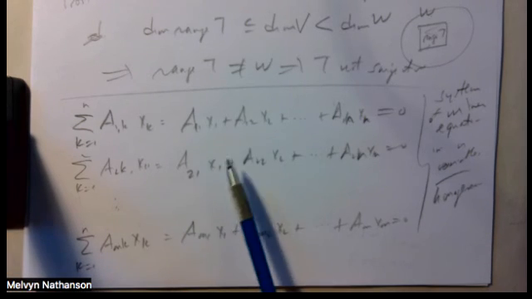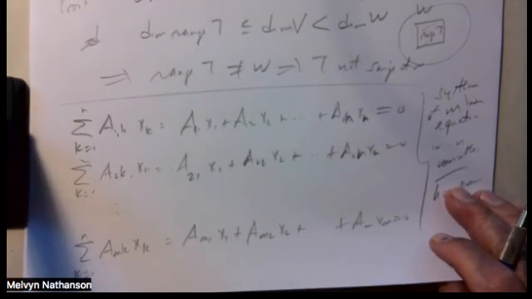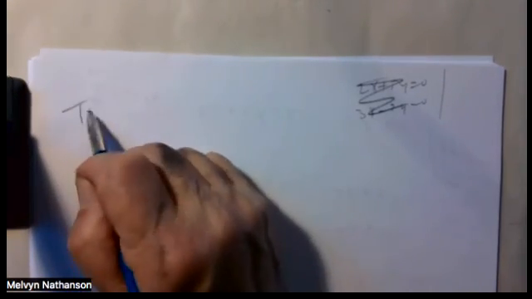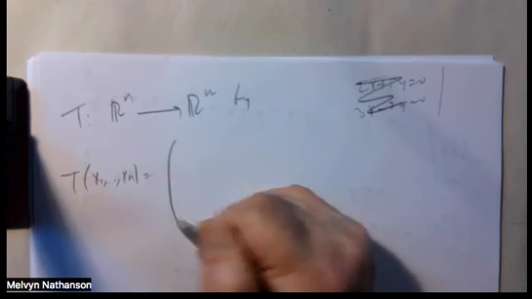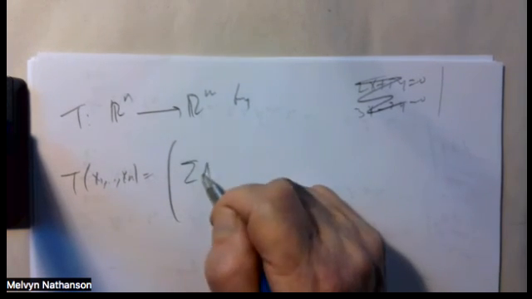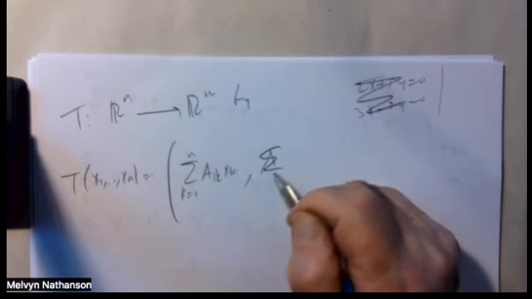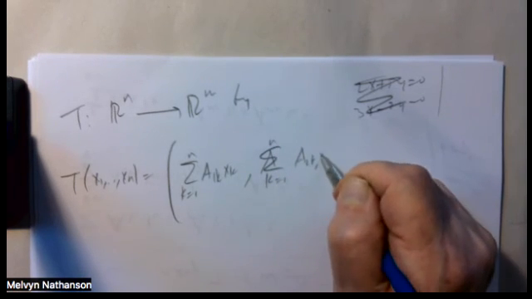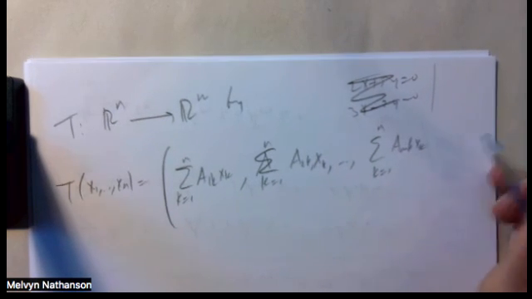Now, obviously, one solution is letting all the x's equal to 0. So the question is whether there is some non-zero solution. You can think of this as a vector space equation where there's an associated linear map. So you can define T from Rn to Rm by T of x1 up to xn, that vector, is the vector summation a1k xk, k goes from 1 up to n, summation a2k xk, up to summation amk xk.